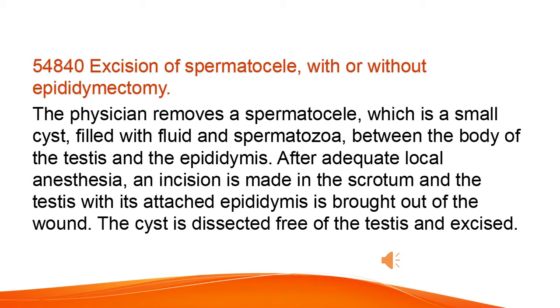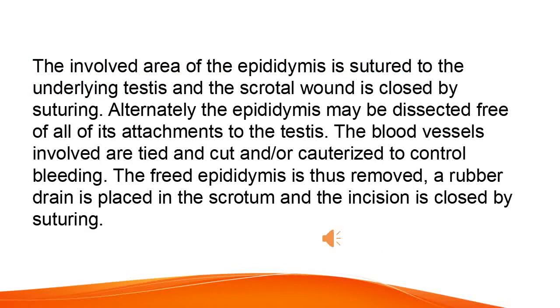Excision of spermatocele, with or without epididymectomy. The physician removes a spermatocele, which is a small cyst filled with fluid and spermatozoa, between the body of the testis and the epididymis. After adequate local anesthesia, an incision is made in the scrotum and the testis with its attached epididymis is brought out of the wound. The cyst is dissected free of the testis and excised. The involved area of the epididymis is sutured to the underlying testis and the scrotal wound is closed by suturing.